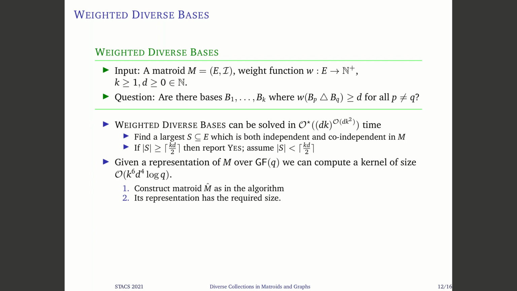The kernel for this problem also follows along the same lines. In this case we are given a representation of the matroid M over GF(q). What we do is we construct the matroid M hat just like in the algorithm, and we show that each of these steps can be mimicked over the representation, so that we end up with a representation of M hat, and it's not difficult to see that this representation has in fact the required size bound. So this is the kernel.